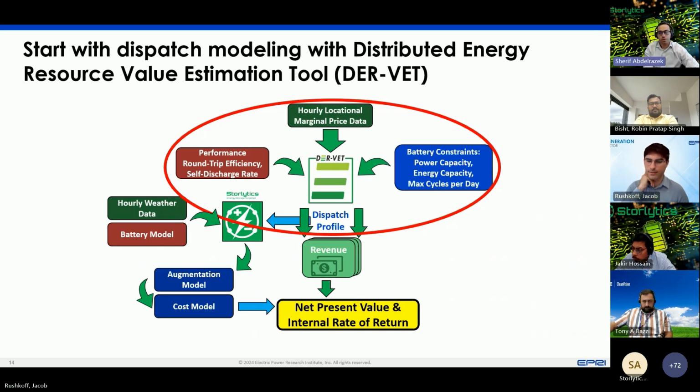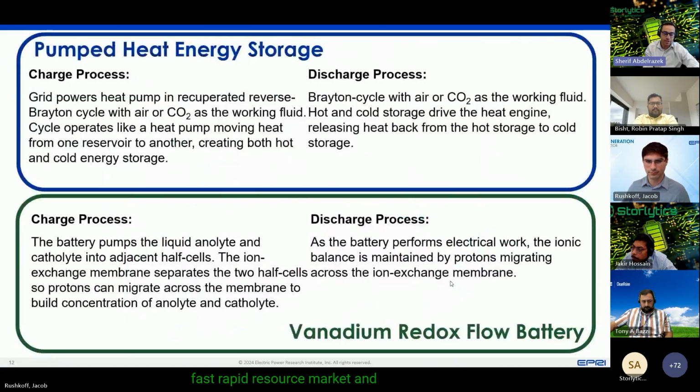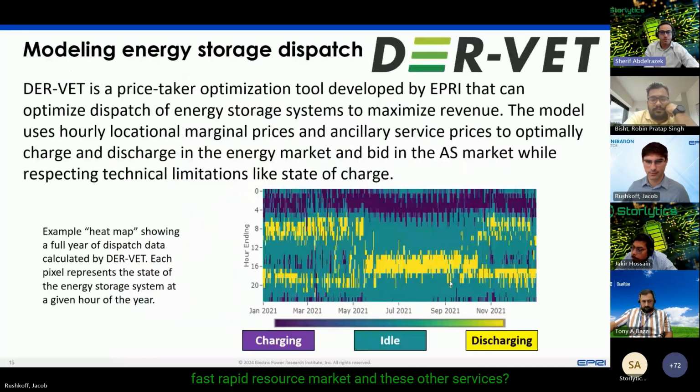Yep. Interesting. And a follow-up question from Rajat, and really it was occurring to me as well. Is Dervet solving for just arbitrage opportunities, or is it also looking at other ancillary services? Like, in MISO, there's this new fast ramping resource market and these other services.